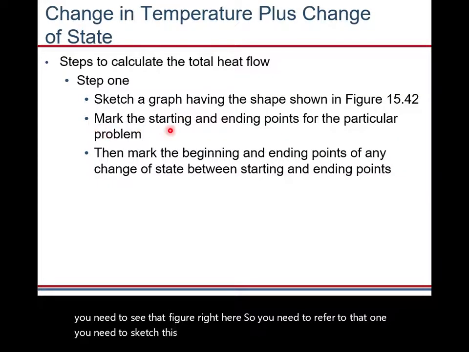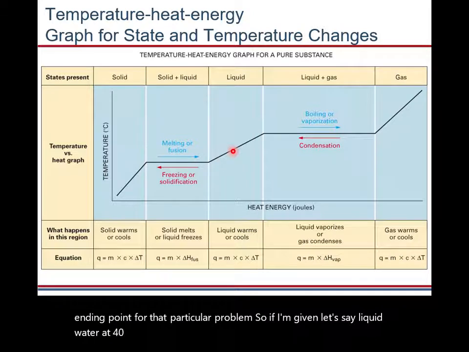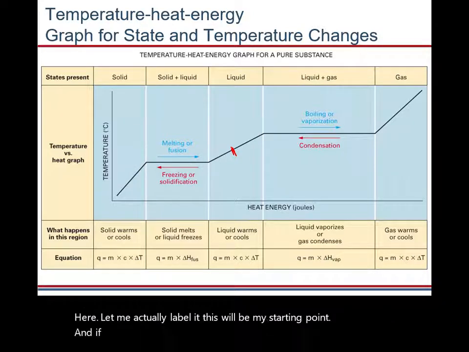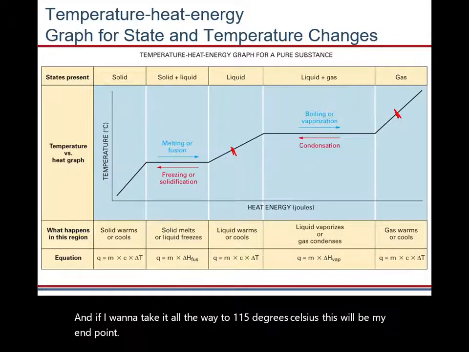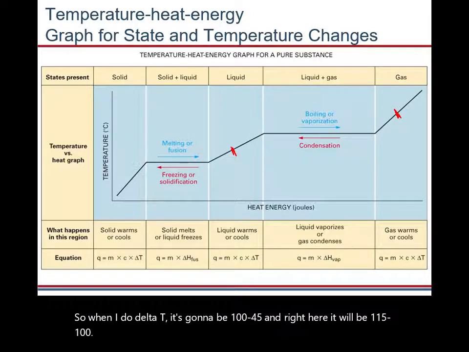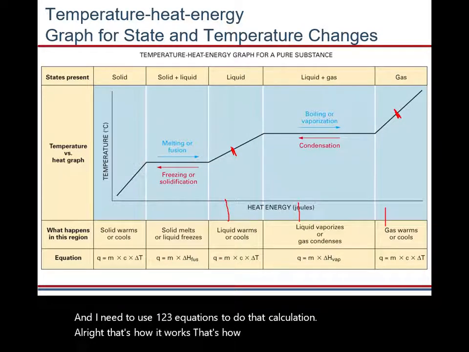Then you're going to mark the starting point and ending point for that particular problem. So if I'm given, let's say, liquid water at 45 degrees Celsius, this is my starting point right here. Let me actually label it. This will be my starting point. And if I want to take it all the way to 115 degrees Celsius, this will be my end point. So when I do delta T, it's going to be 100 minus 45, and right here, it'll be 115 minus 100. And I need to use 1, 2, 3 equations to do that calculation. All right, that's how it works. That's how you mark the beginning and the end.